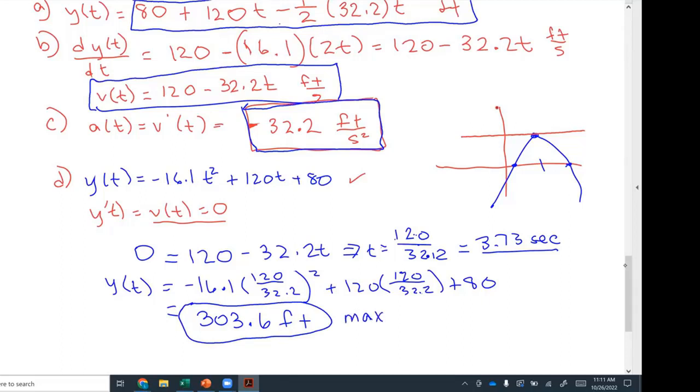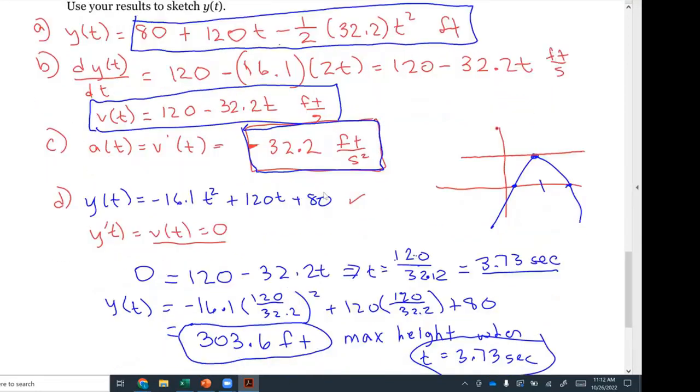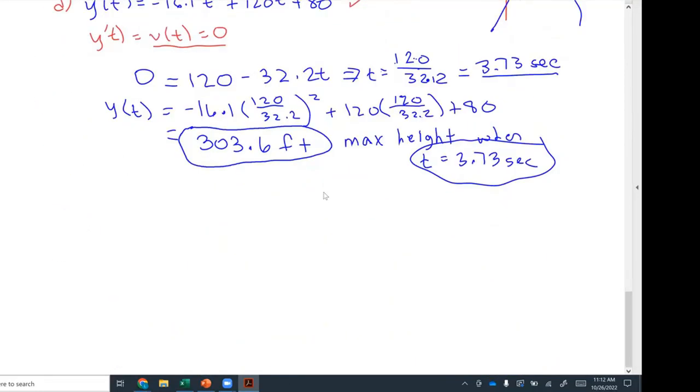Max height when t equals 3.73 seconds. And that is, I believe, the solution to D. Let me just reread it. I think it wants me to graph it as well. Yeah. We'll sketch this graph.